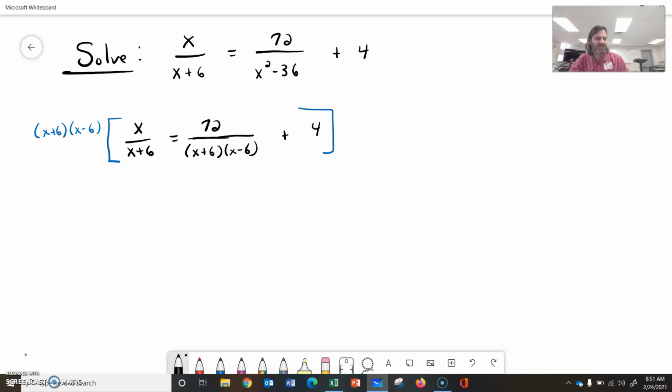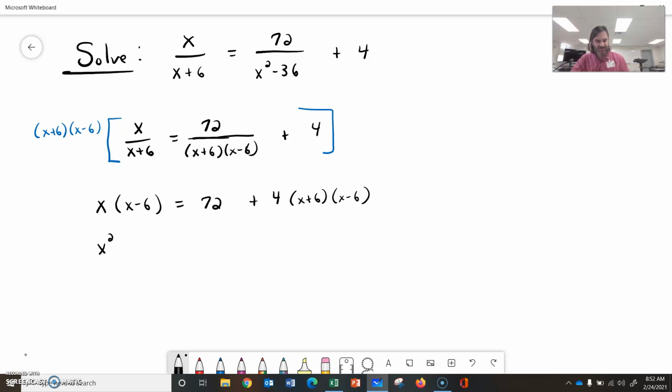So the first one, it will cancel out the x plus 6, so I'll have x times x minus 6. The one with the 72 on top cancels everything out except the 72. And then the 4, nothing cancels out there, so we're going to multiply by the x plus 6, x minus 6. So when we distribute everything, we can get rid of all the parentheses and start collecting.